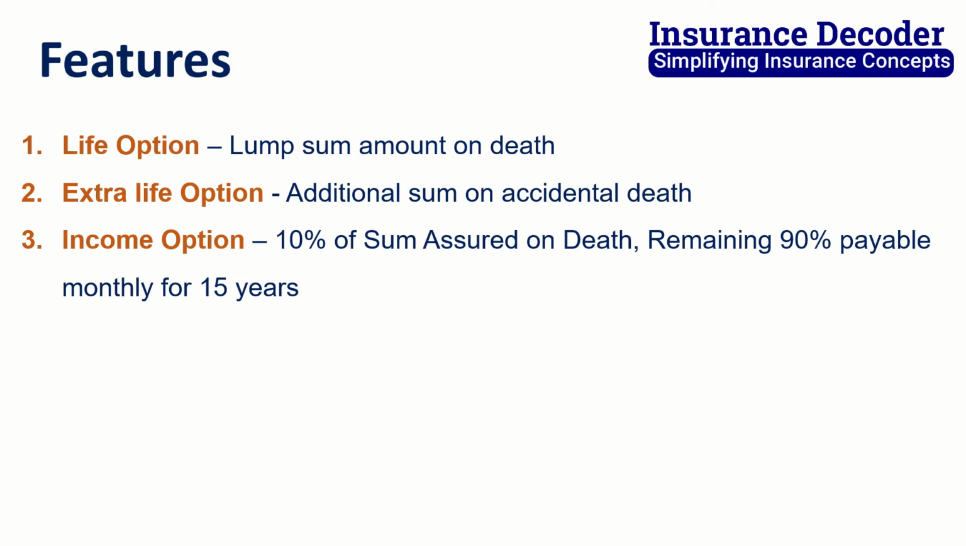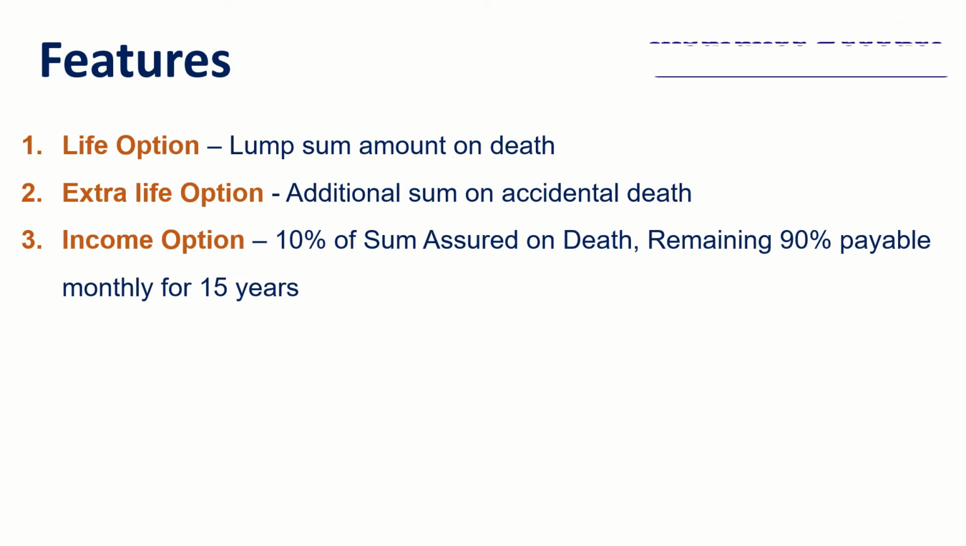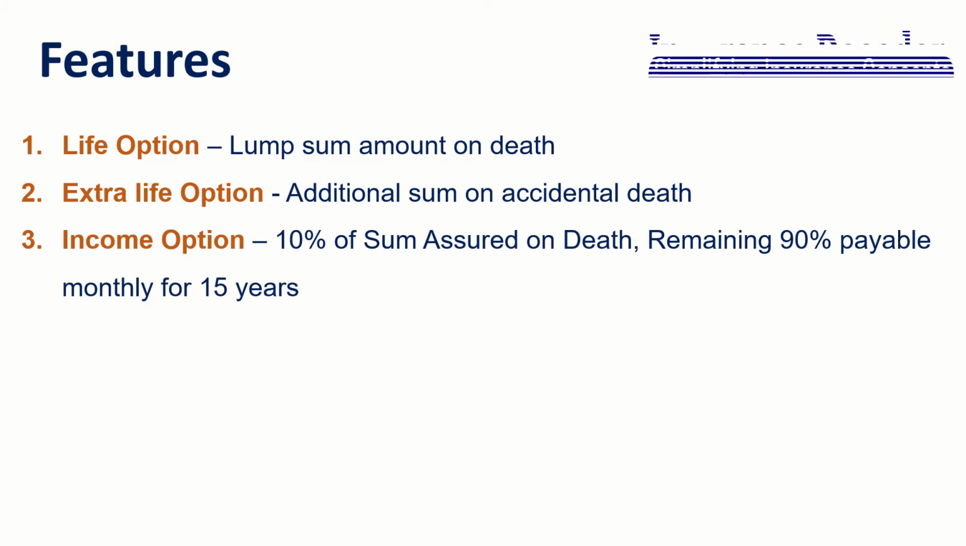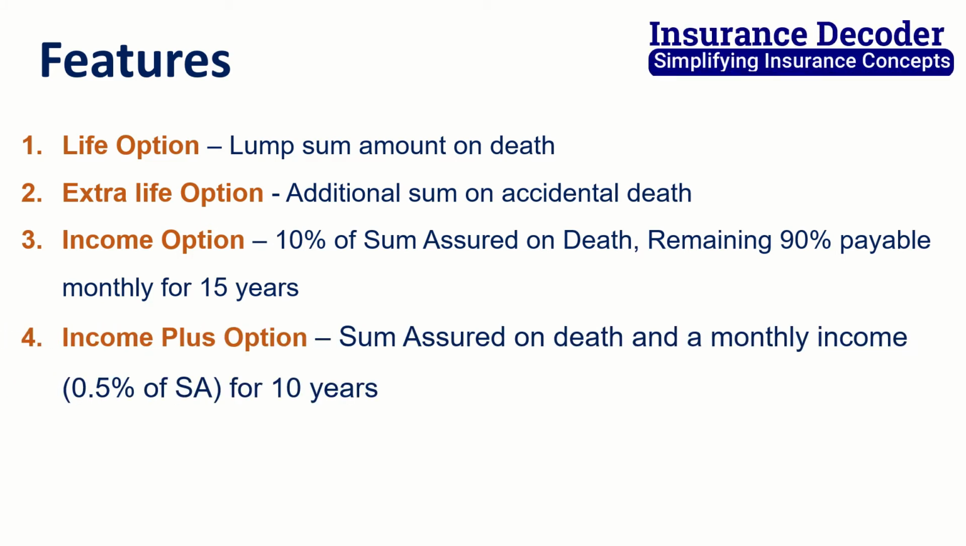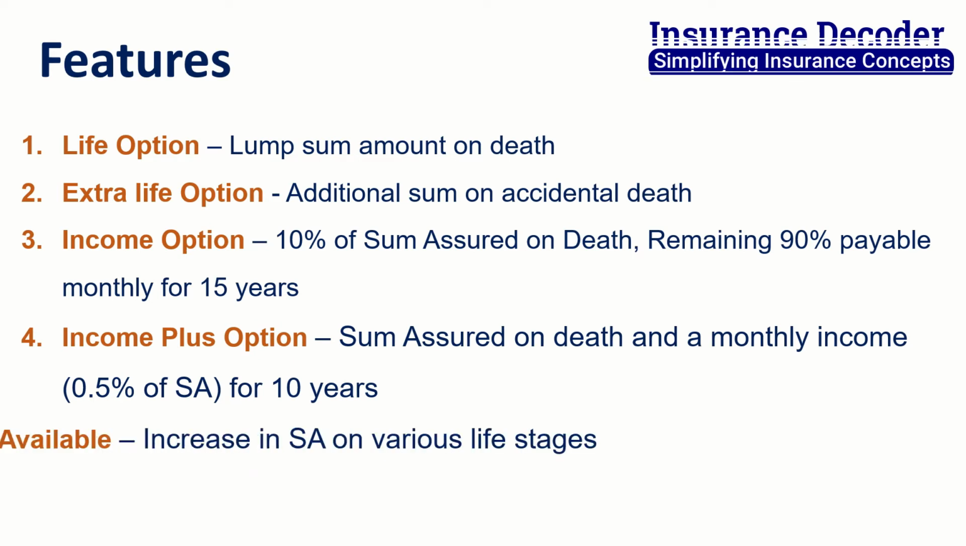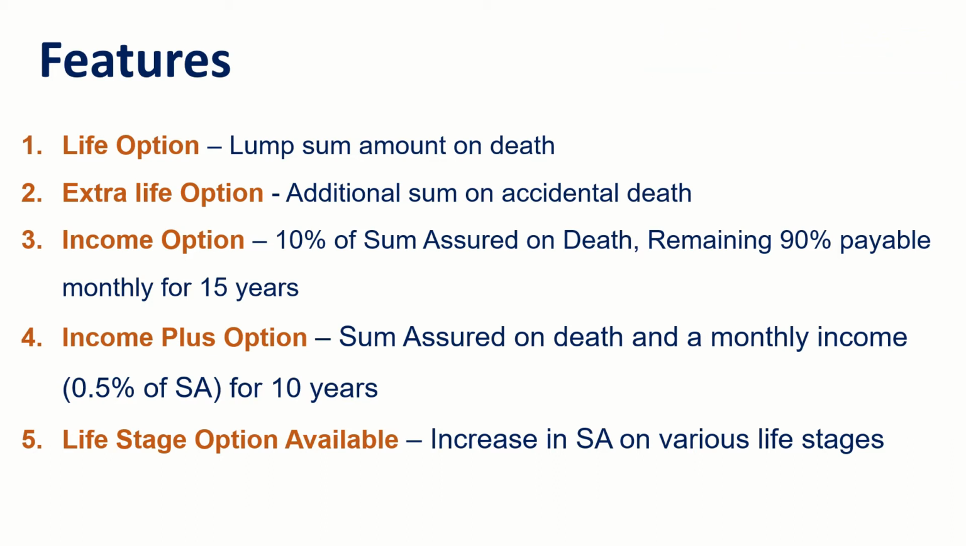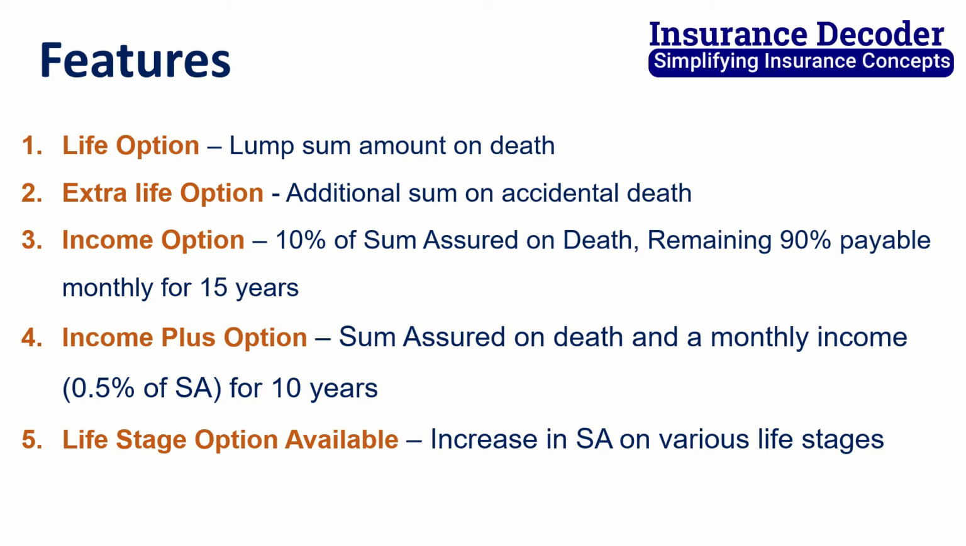And then the features in this plan. Here you have 5 options: life option, lump sum amount on death, and then extra life option, income plus option, and life stage options available. So you have a total of 5 options if you want to go with HDFC Click to Protect plan. And I will cover all of these options with examples so that you will be able to understand it in a very easy way. We will take one by one.